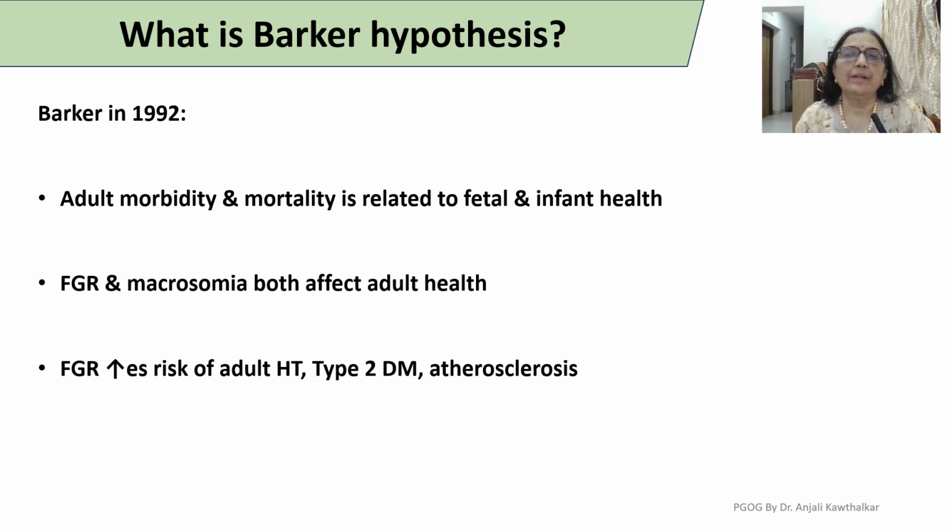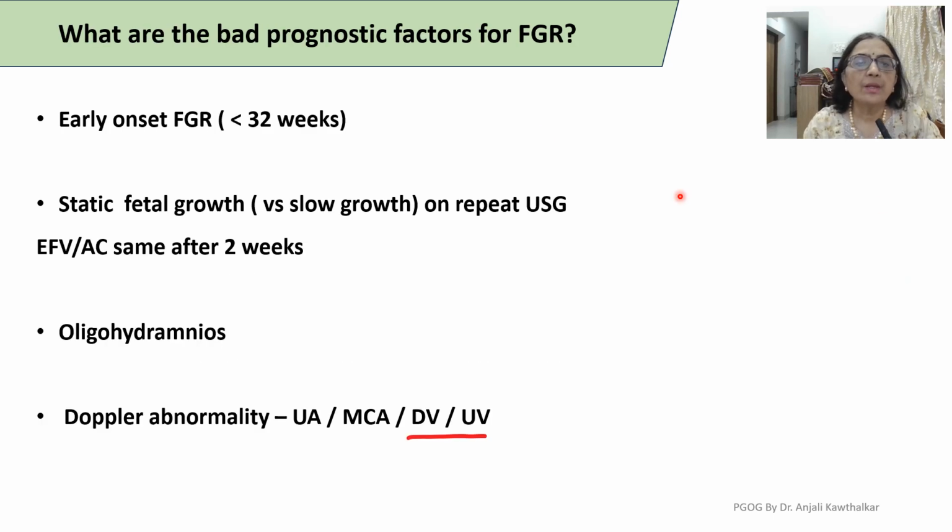Now, this is another interesting hypothesis, and this is also a very favorite question. What is the Barker hypothesis? I hope all of you know it; I am just repeating it for the sake of completion. Barker in 1992 said that adult morbidity and mortality is related to fetal and infant health. Fetal growth restriction and macrosomia can both affect adult health adversely. FGR increases the risk of adult hypertension, type 2 diabetes mellitus, as well as atherosclerosis. This is the Barker hypothesis.